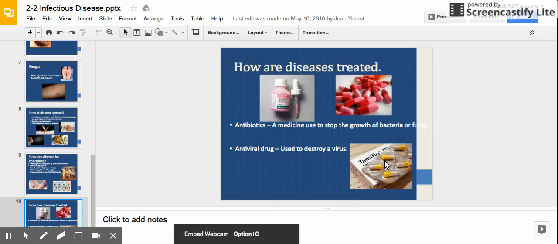There's a picture here of Tamiflu. That's an example of an antiviral drug that's used to fight influenza. So it's used to destroy or disable that viral particle that's making you sick. Those are the notes for Mod C, Unit 2, Lesson 2 on diseases.